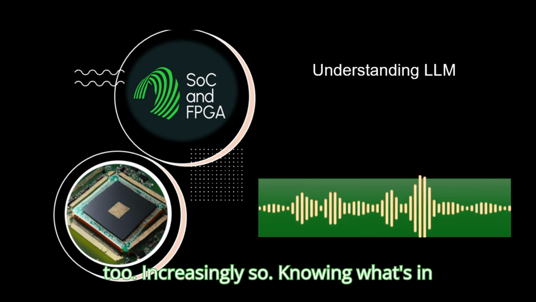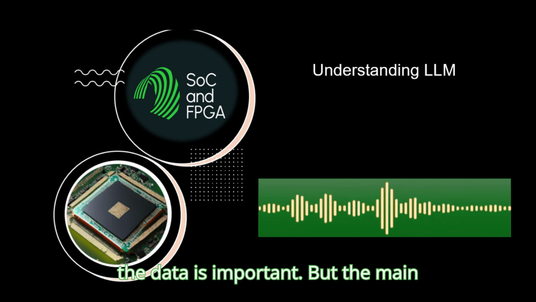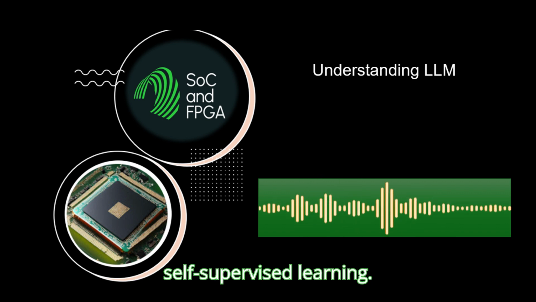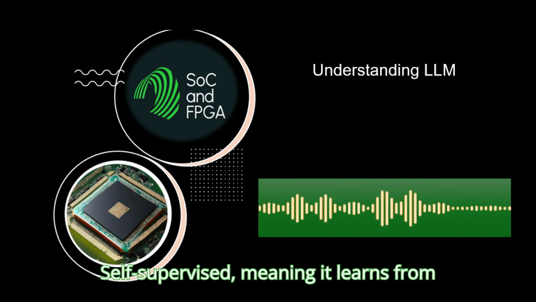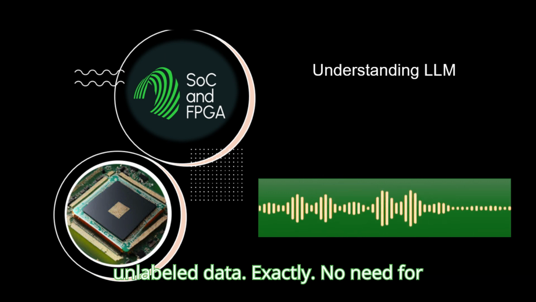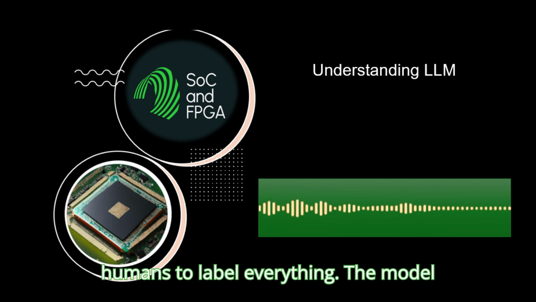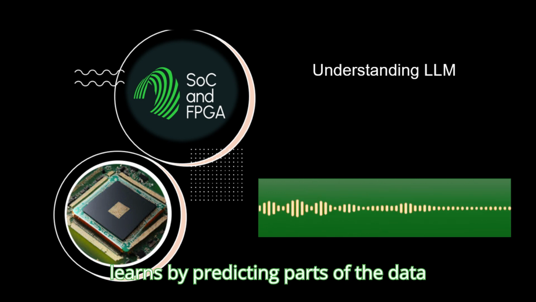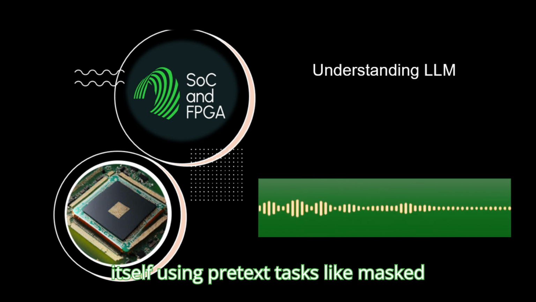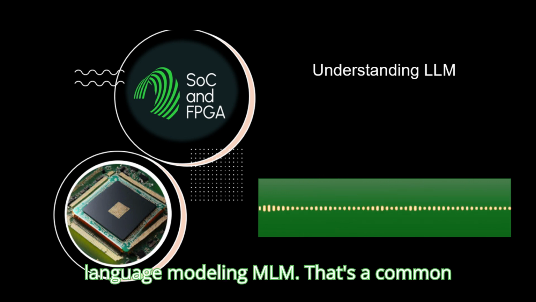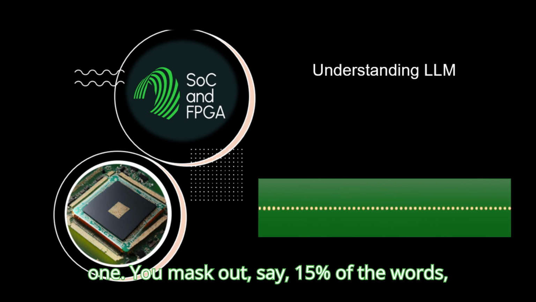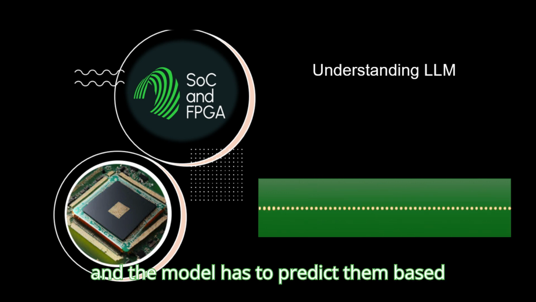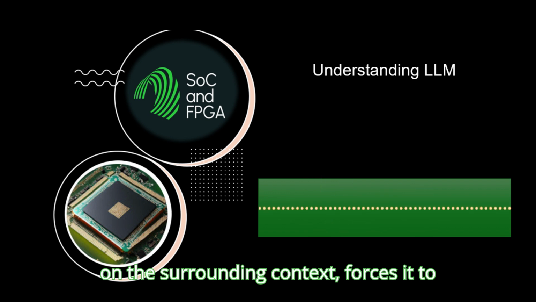Increasingly so. Knowing what's in the data is important, but the main training technique itself is usually self-supervised learning. Self-supervised, meaning it learns from unlabeled data. Exactly. No need for humans to label everything. Wow. The model learns by predicting parts of the data itself, using pretext tasks. Like masked language modeling, MLM. That's a common one. You mask out, say, 15% of the words, and the model has to predict them based on the surrounding context, which forces it to learn relationships.